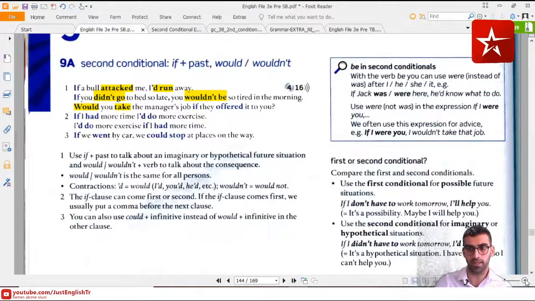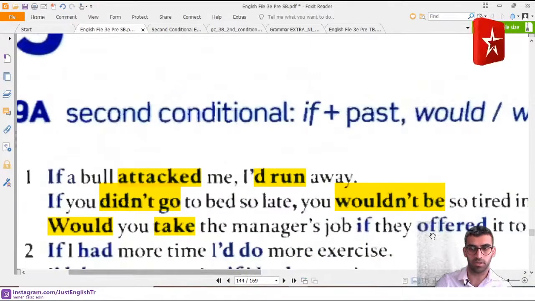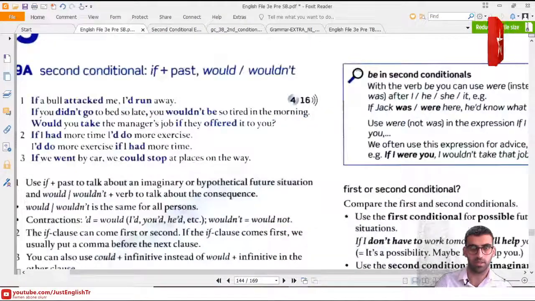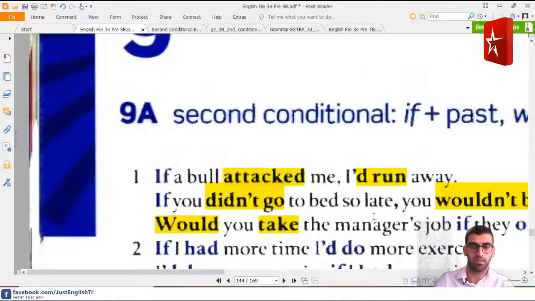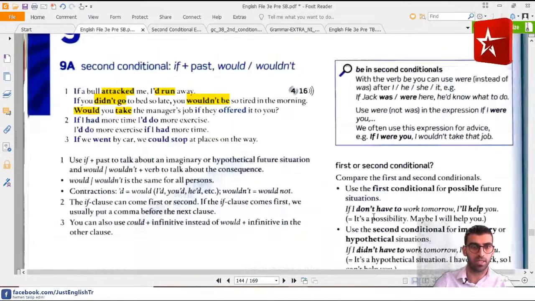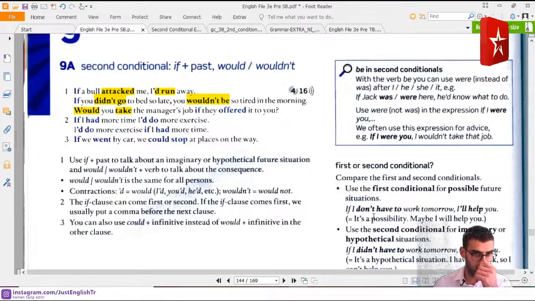Okay, if you can't see, I can try to show you. Oh, it's too small, yes, all right, let me make it bigger for everyone. How is it at the moment? Yes.